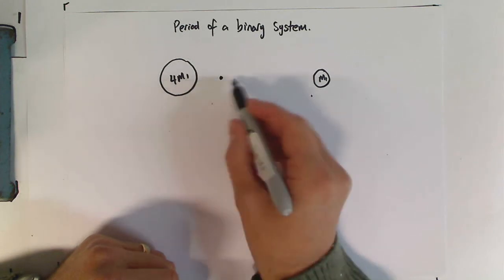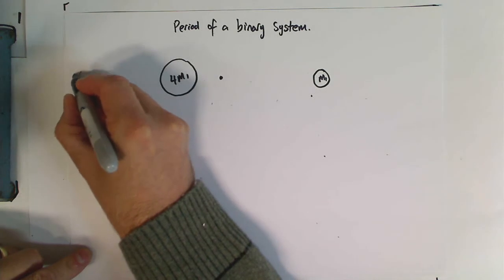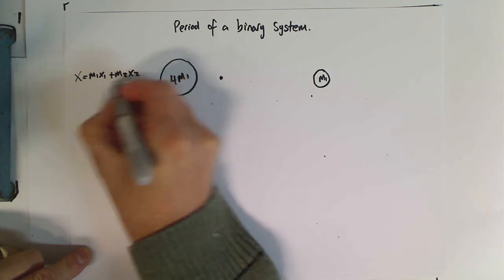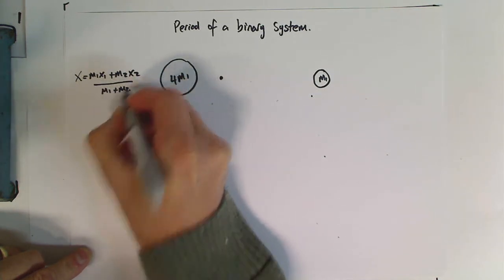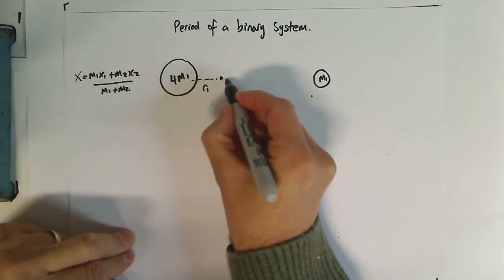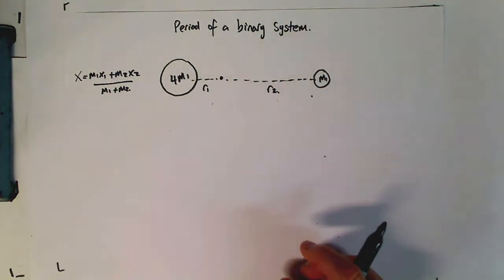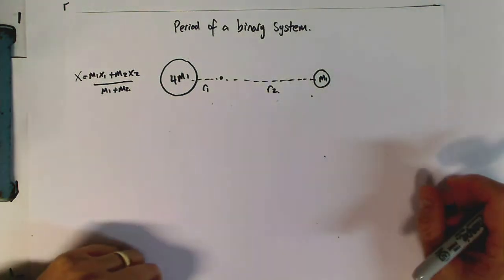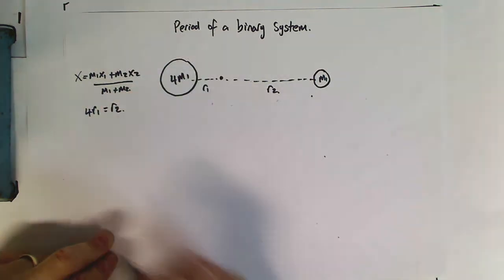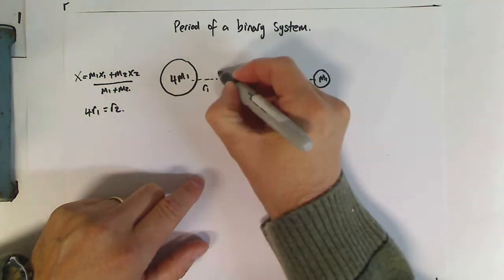So center of mass is there. I know that you all can do the center of mass calculation. That's the one where you do x equals m1 x1 plus m2 x2 all over m1 plus m2. If you do that, you'll find that the center of mass is here, and we'll call this distance out to this one r1, and we'll call this distance r2. You'll find that r1 is 1/4 of r2, or 4 r1s equal r2.